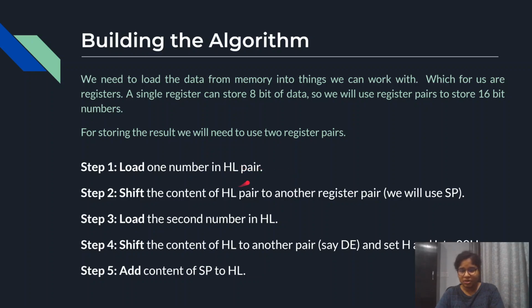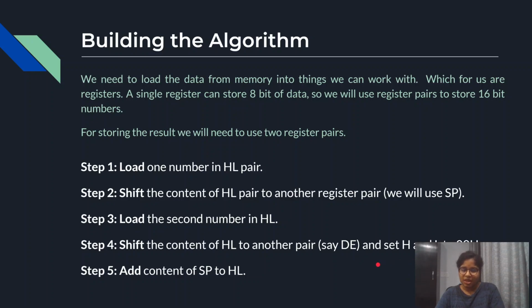So after loading the data in the HL pair, we then need to shift that data into some other register pair so that HL pair will then be freed to be used further. So now after step 2, the first of our numbers will be contained in the SP register pair. Step 3 is to load the second number in HL, and step 4 is again to shift the content of HL to another pair, say DE, and set H and L to 0, 0.